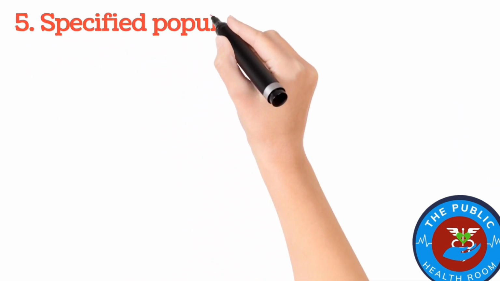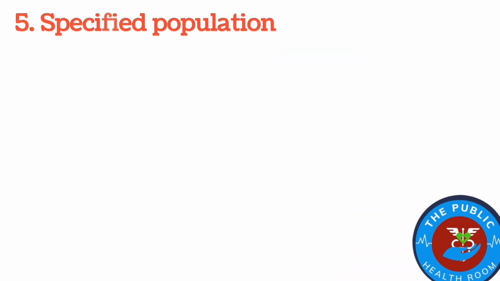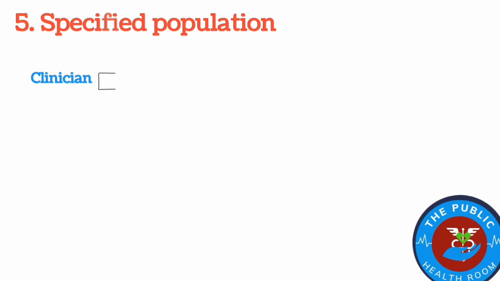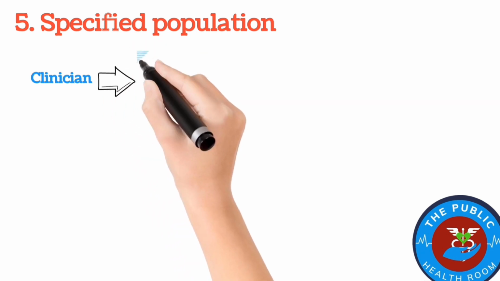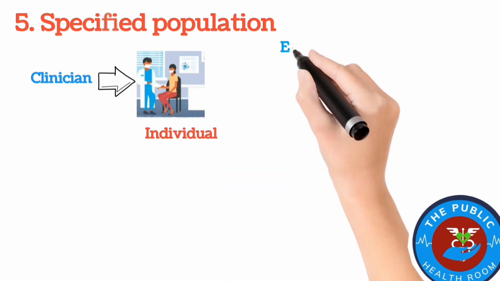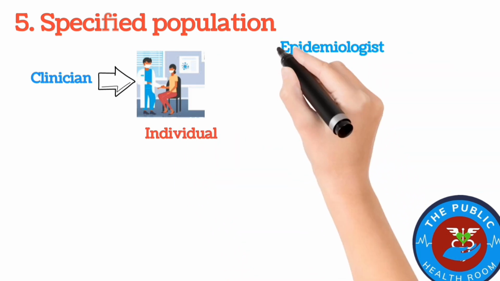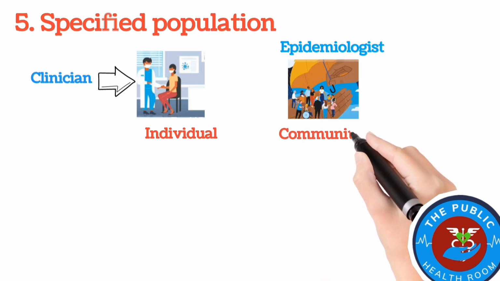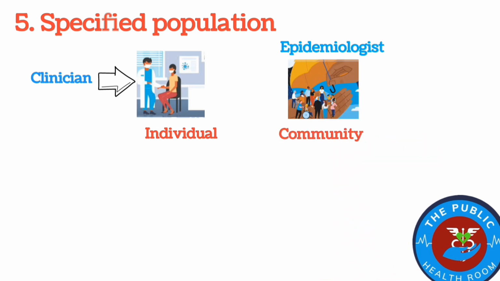Specified population. Although epidemiologists and direct healthcare providers or clinicians are both concerned with occurrence and control of disease, they greatly differ in how they view the patient. The clinician is concerned about the health of an individual, and the epidemiologist is concerned about the collective health of the people in a community or a population. In other words, the clinician's patient is the individual and the epidemiologist's patient is the community.